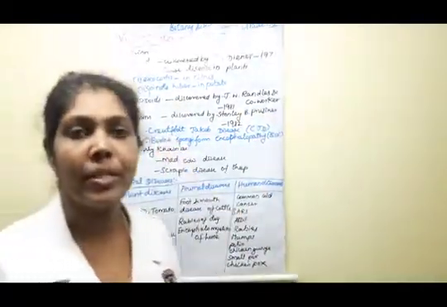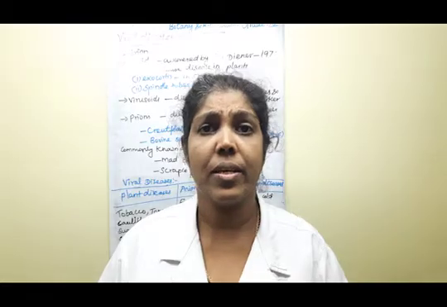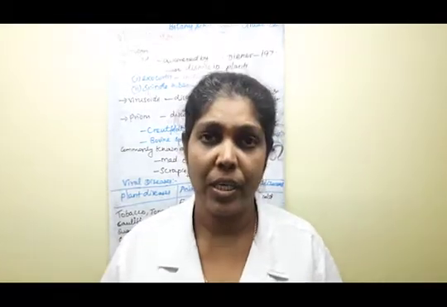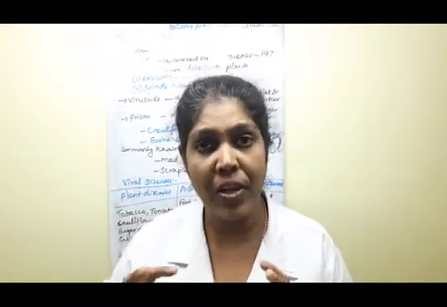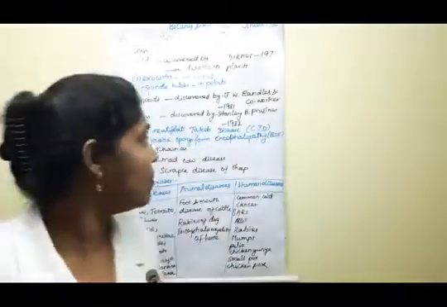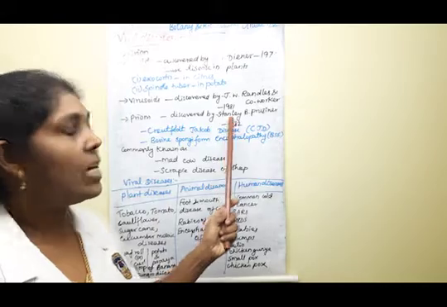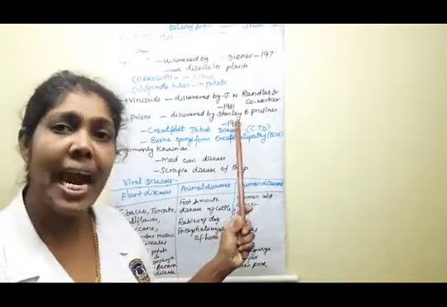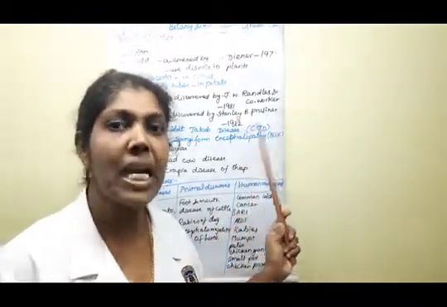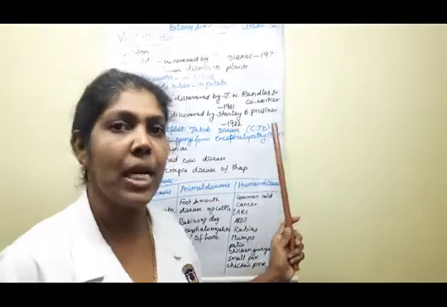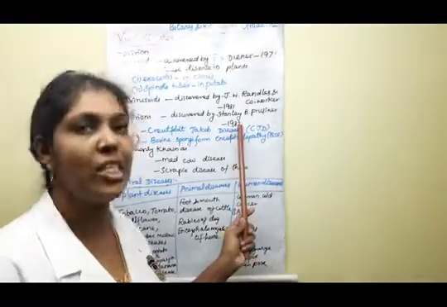Next one, virions. Virions are infectious proteinaceous particles. The protein-related infectious particle is known as a virion. Clear? These virions were discovered by a person named Stanley B. Prusiner, in the year 1982.